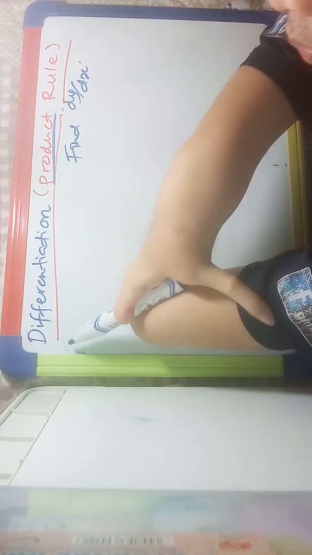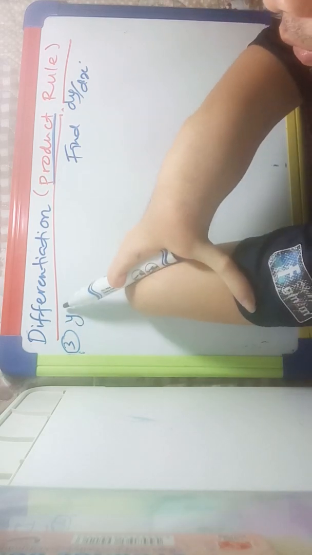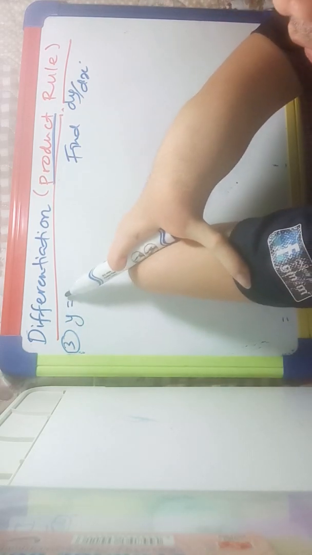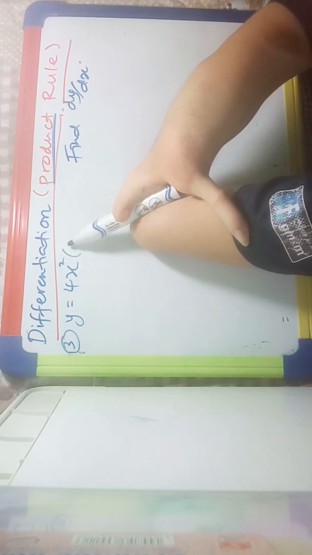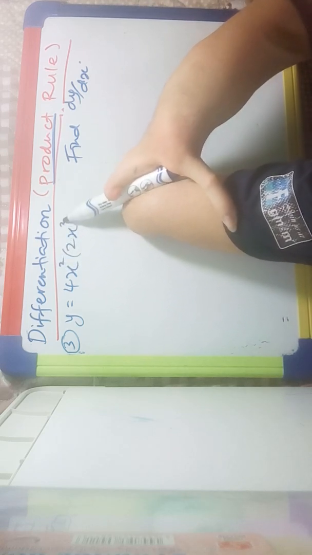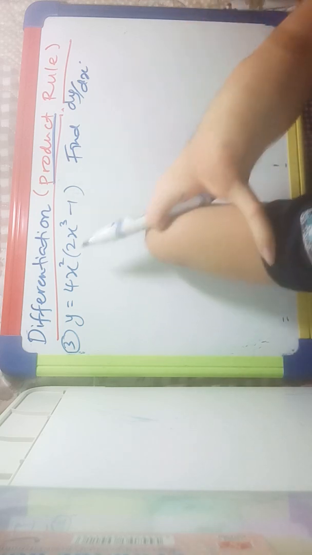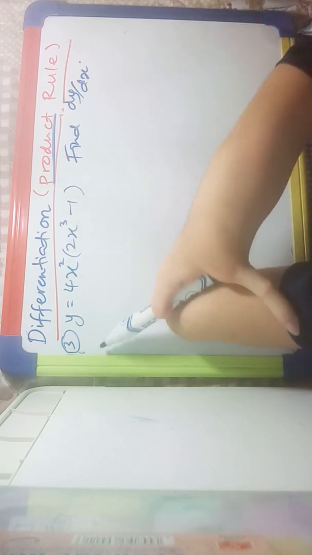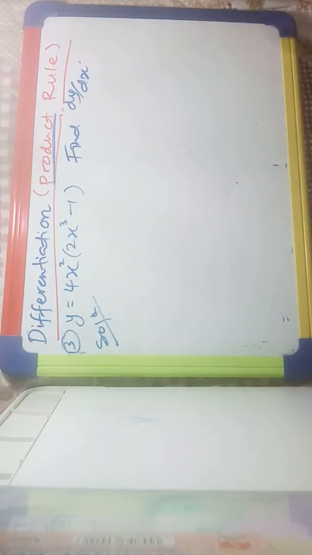What if, okay, we make it simple. y equal to 4x square in bracket 2x cube minus 1. Okay, I want to find dy over dx. I want to use the product rule. You can also expand, but you can also use the product rule. But I want you to practice using the product rule first.